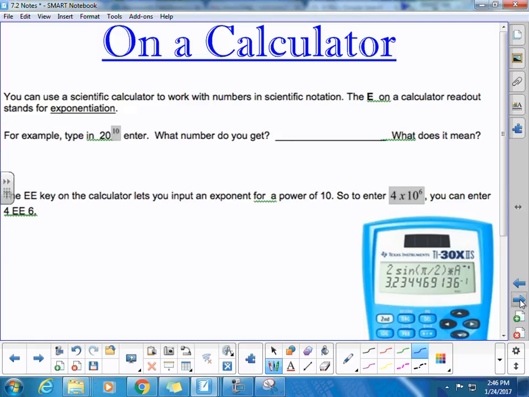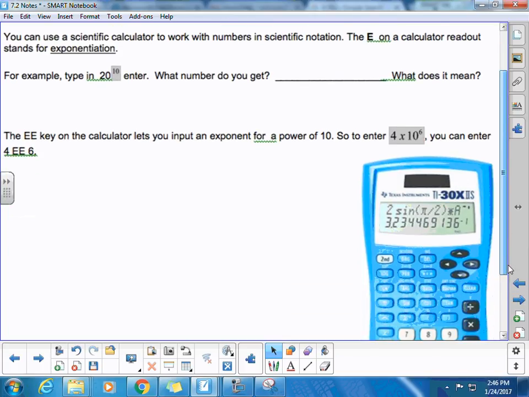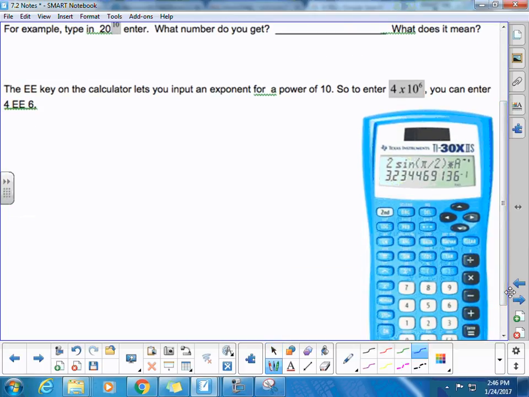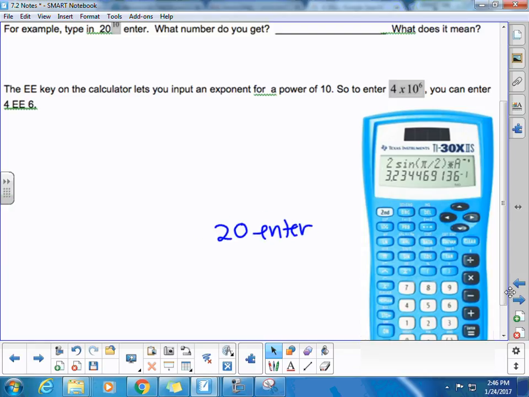So on a calculator, you can actually enter scientific notation. You can use a scientific calculator to work with numbers in scientific notation. The E, or the double E actually, it looks like button, which is a blue one of our buttons on the calculator, readout stands for exponential. So when we go to enter it, if you want to enter 20 to the 10th, we would enter 20, just like we normally do. So enter 20.